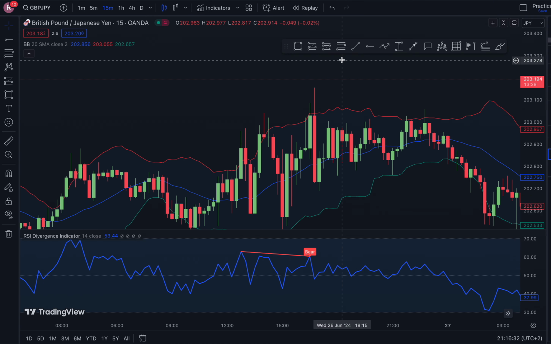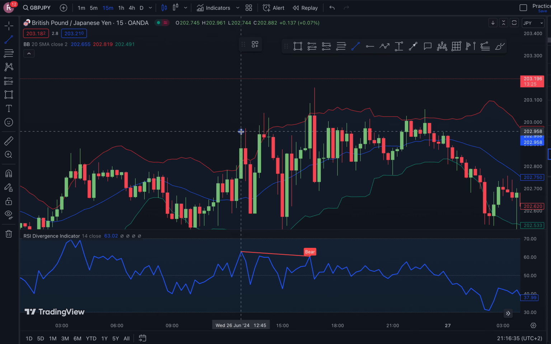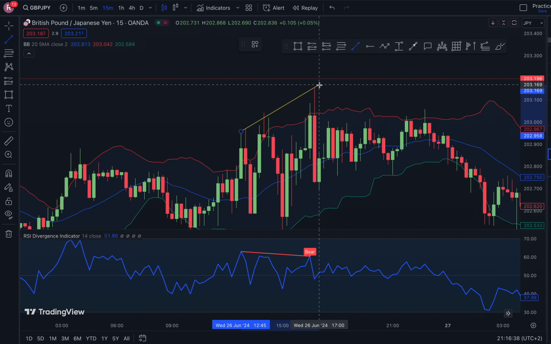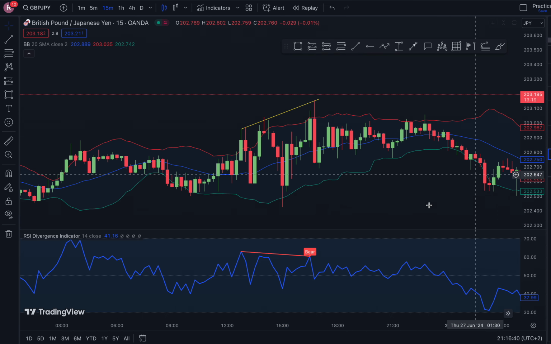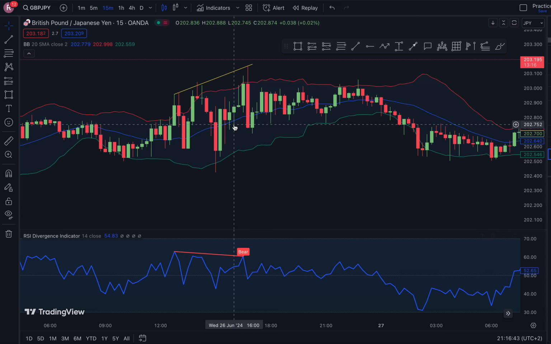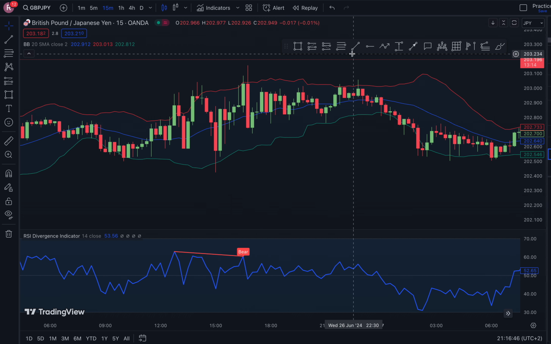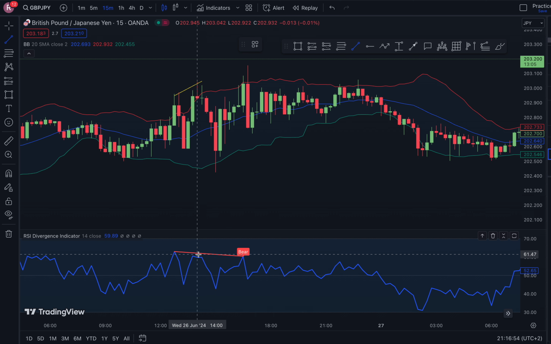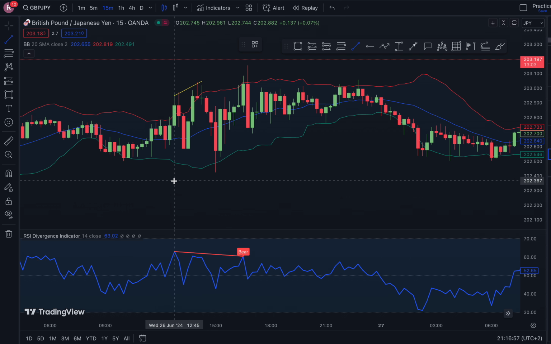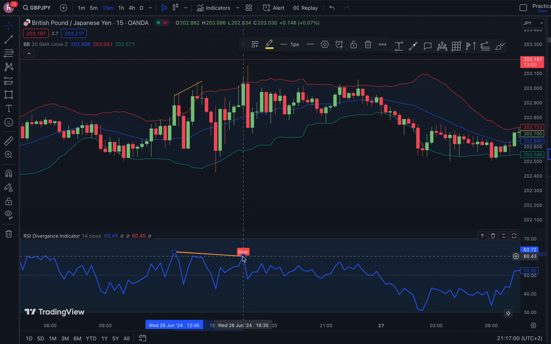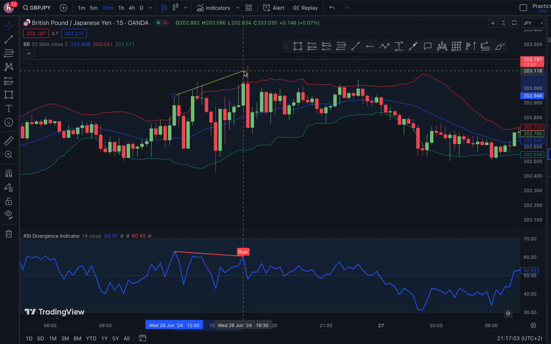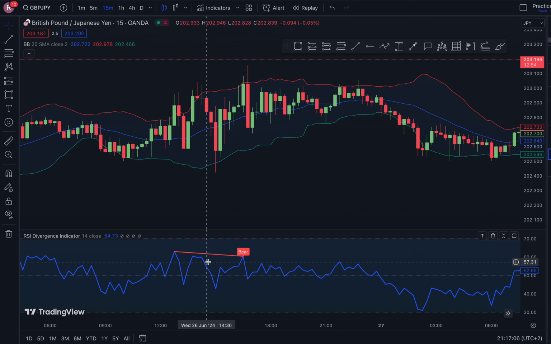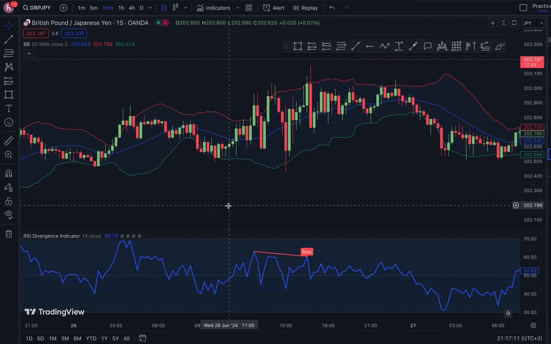Price has broken out, and you simply want to look for a divergence. For those of you who don't know what a divergence is, a divergence is when price is creating higher highs, and you can see that the indicator is creating lower lows. So the price is creating the opposite of what the indicator is doing. All right, so that's one example.